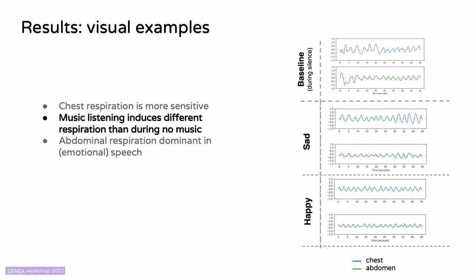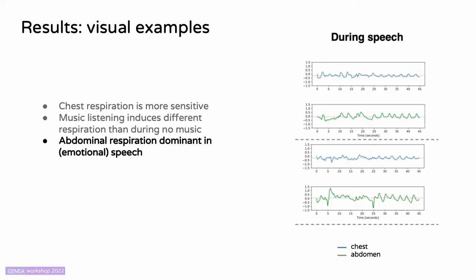Furthermore, the music condition induces a different type of breathing compared to the no music condition. This was visible across all experiments. A last observation can be made when looking at the speech graphs. You can see the respiration become deeper and sharper during speaking than during listening. And this is more dominant in the abdomen than in the chest respiration.